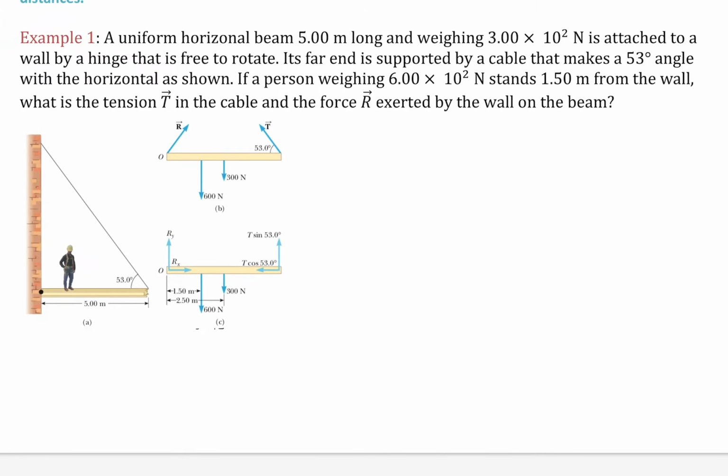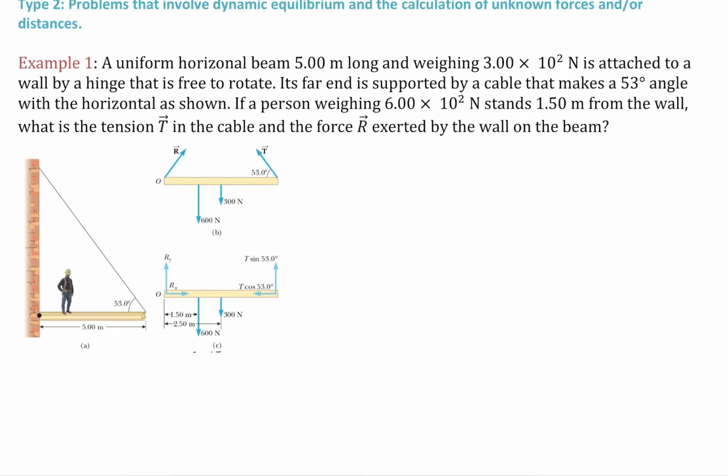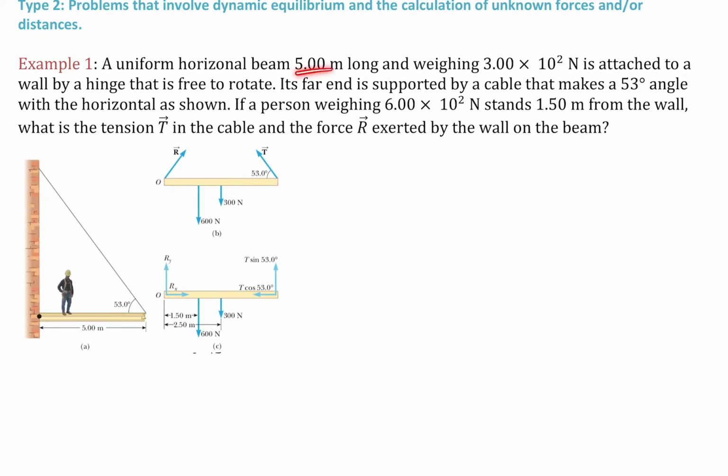Okay, let's go ahead and read this problem. So we have a uniform horizontal beam that is 5 meters long. It weighs 300 newtons. It is attached to a wall by a hinge that is free to rotate. Okay, so that's going to be our pivot point. All right, its far end is supported by a cable that makes a 53-degree angle with the horizontal as shown. Okay, that's the angle. And if a person weighing 600 newtons stands 1.5 meters from the wall, so they're closer to the wall than the center of the beam, what is the tension in the cable?